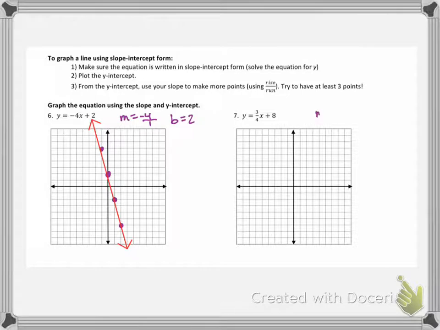7 is the exact same idea. The y's already by itself, so I'm just going to quickly identify my 2 main pieces. Slope of 3/4, y-intercept of 8. So I'm going to go up to 8 on the y-axis to start. Now this is where it's helpful to realize that you can go backwards with your slope. If I try to go up 3 over 4, there's not enough space to do that. I'd end up off the grid. So I'm going to go backwards. Instead of going up and right, I'm going to go down 3 and left 4. And I'm going to do that here a couple of times. And I've got myself the graph of my line.